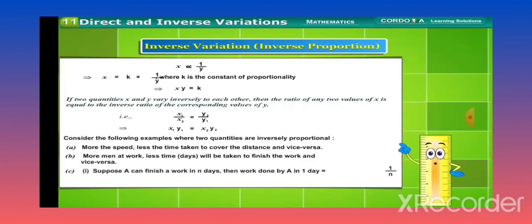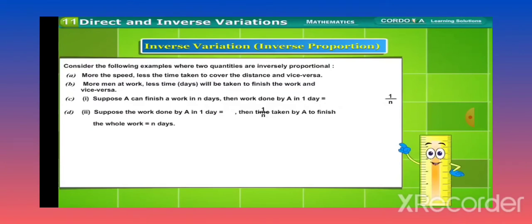C. 1. Suppose A can finish a work in n days, then work done by A in 1 day is equal to 1 upon n. 2. Suppose the work done by A in 1 day is equal to 1 upon n, then time taken by A to finish the whole work is equal to n days. Now let us take a few examples to clear the concept.